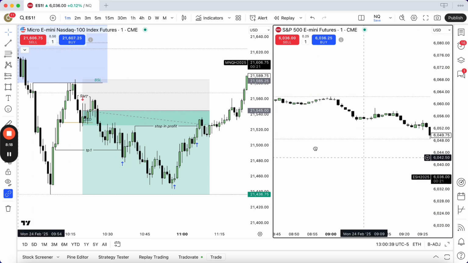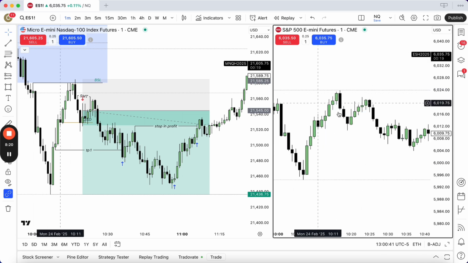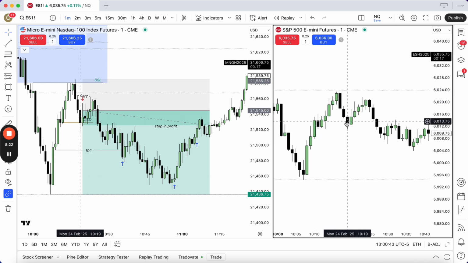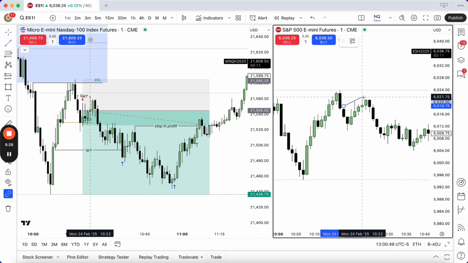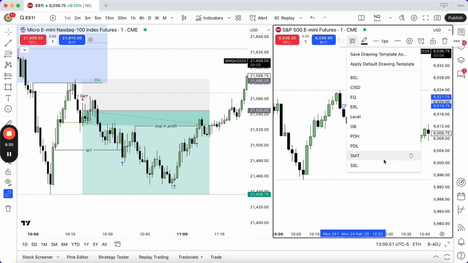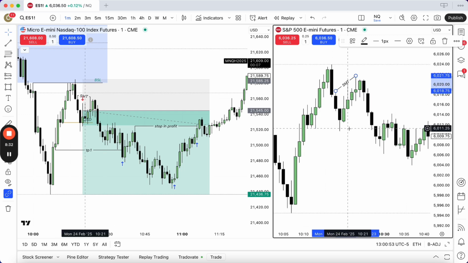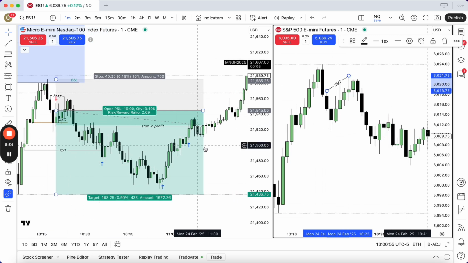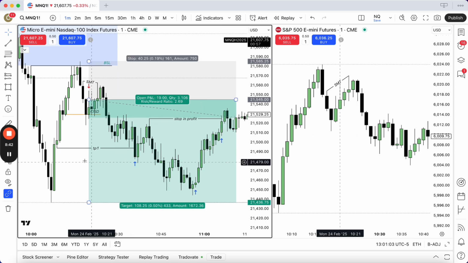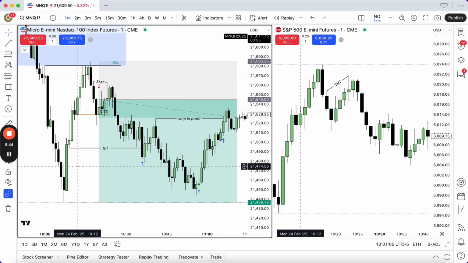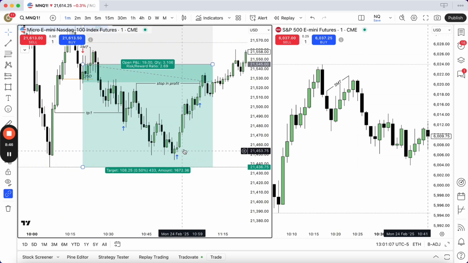Nope, sorry guys, trying to make this. Yeah, this was the SMT right here. As you can see, ES made a higher high, NQ made a lower high. You see, NQ lower high, ES higher high. So that's the trade. TP1, stop in profit.